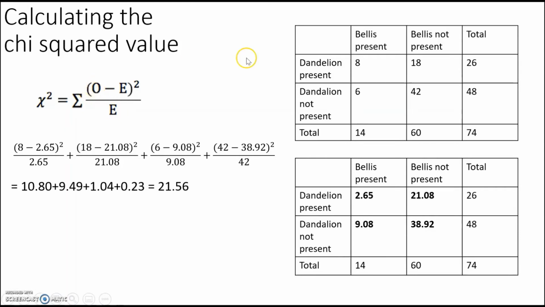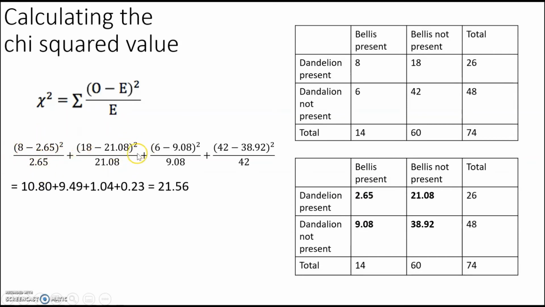So for the first cell, this one, I would need my observed number. This would be my O. And then down here, I would have my E, my expected value. So I say 8 minus 2.65, these two to the power of 2. And then I divide by the expected number, which is this number down here. So for the first cell, this is the equation for this one.